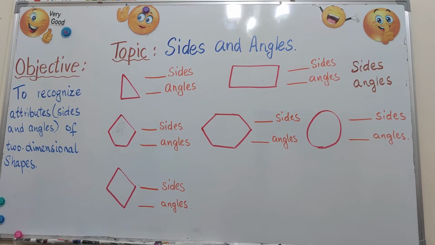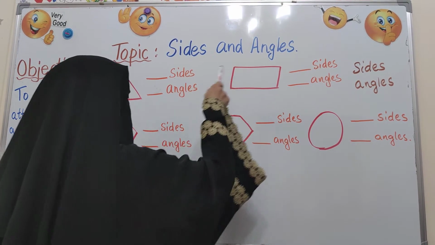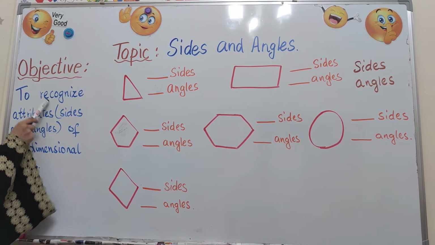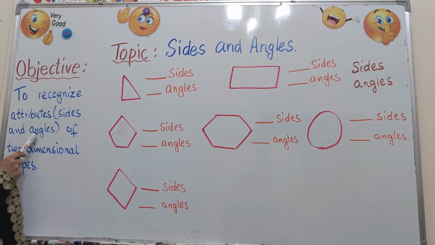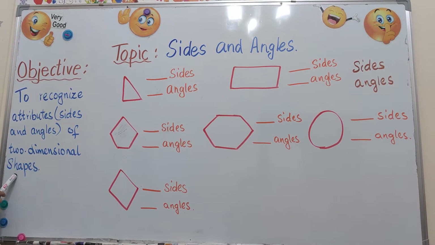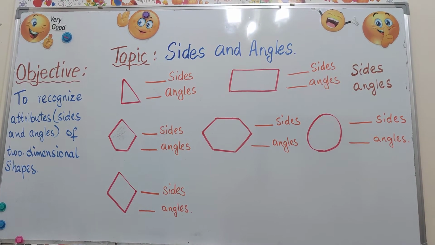Let's see, today's topic is about sides and angles. So what's our objective? To recognize attributes. What is the meaning of attributes? Attributes means we are going to see about the sides and angles of two-dimensional shapes. In our previous lesson we have learned about different two-dimensional shapes.